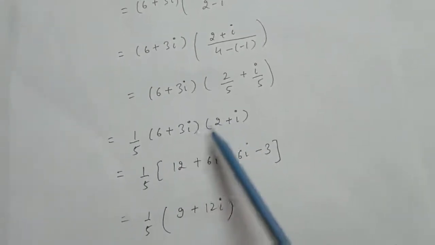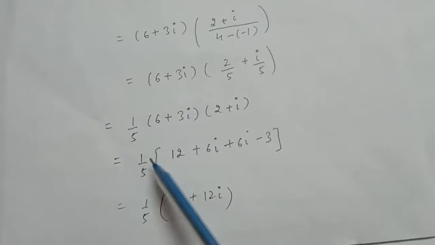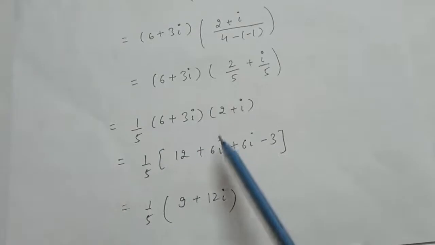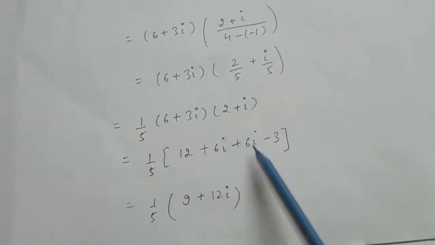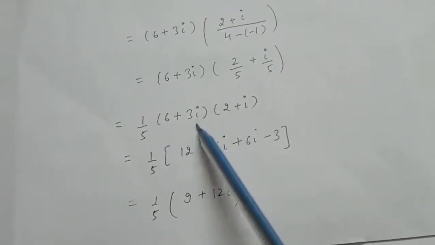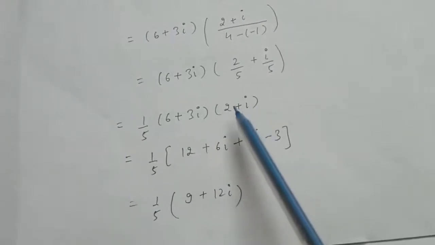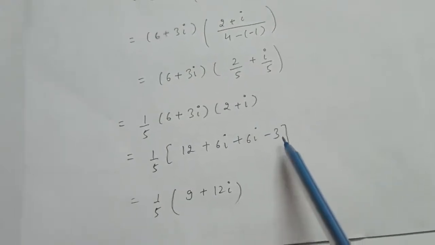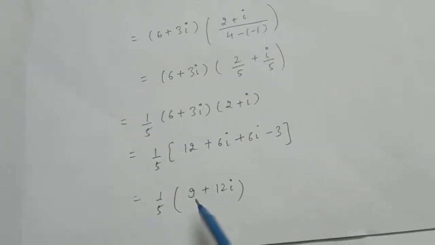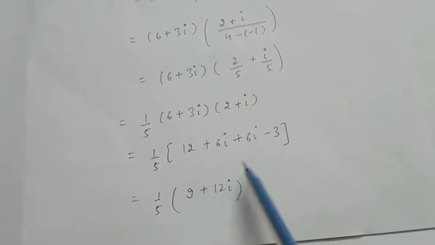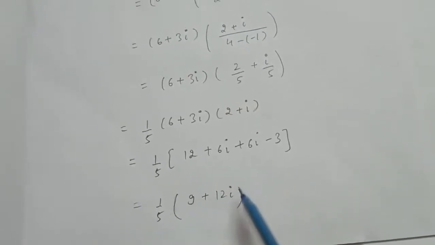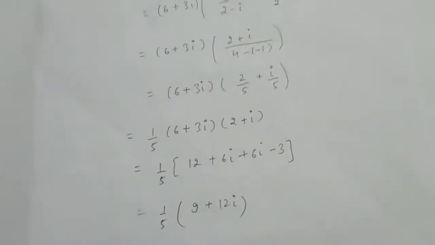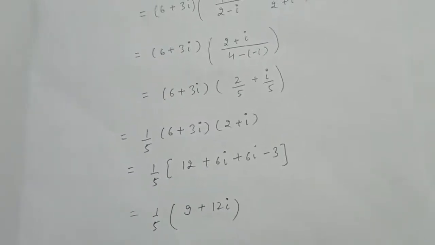Now you know how to multiply two complex numbers. So 1 by 5 into 12 plus 6 iota plus 6 iota, and this will be 3 iota into iota. So this will be 3 iota square, and iota square is minus 1. So it will be minus 3, right? Now 1 by 5 into 12 minus 3 is 9, and 6 iota plus 6 iota is plus 12 iota, right? So this is how we divide the two complex numbers.